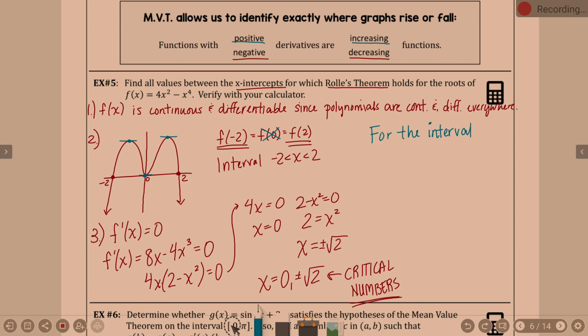For the interval -2 to 2, Rolle's theorem applies for x equals 0, square root of 2, and negative square root of 2.